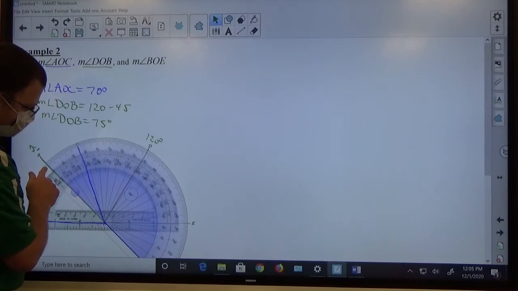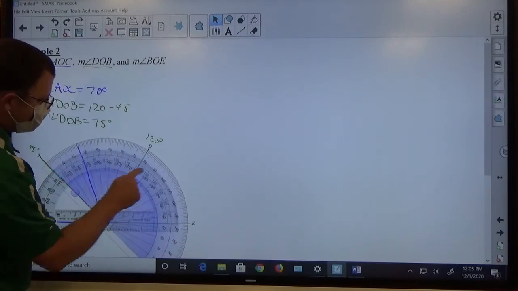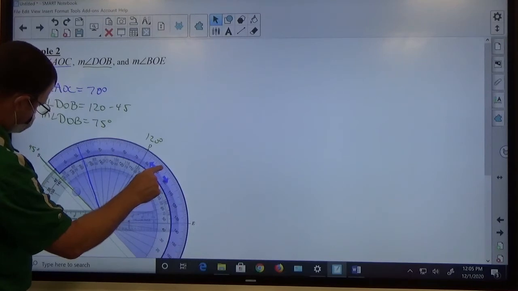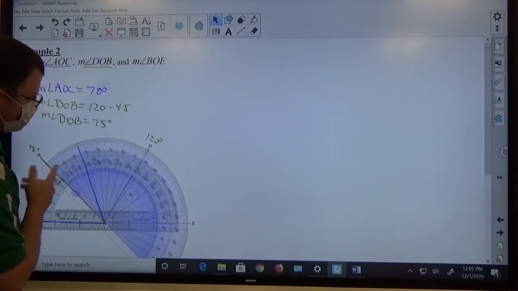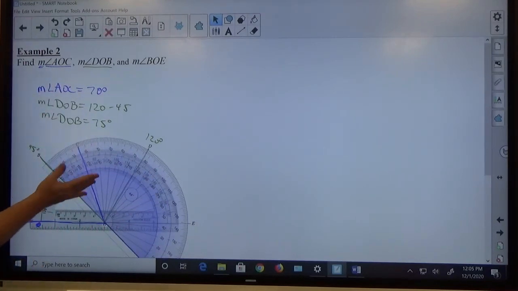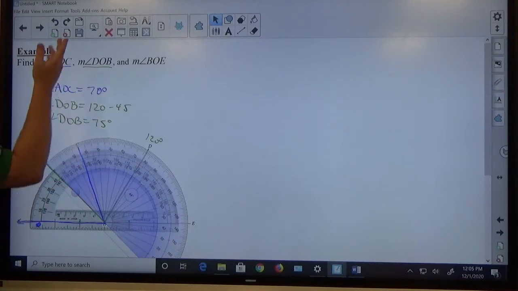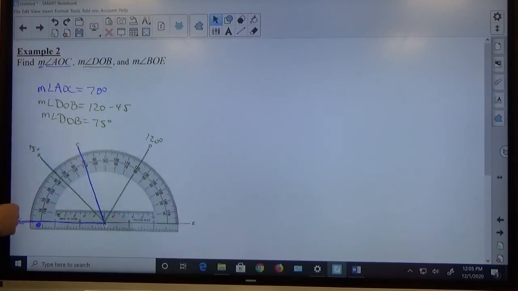It's off by a little bit. Maybe my protractor is off by a little bit from that. Maybe it's been skewed in some way, shape, or form. But 75 degrees is what we should get on that reading.